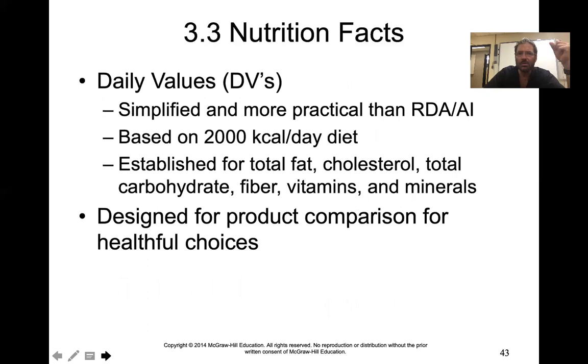So daily values are simplified and more practical than what the dietary guidelines are advising. Daily values are much easier. So based on a 2,000 kilocalorie diet per day, established for total fat, cholesterol, total carbohydrates, fiber, vitamins, and minerals. So just get an idea of what you're consuming, and there's a lot of cheat room here and there. I don't really care that you memorize all that, but just start realizing, what am I eating and how can I change that? So it's designed for product comparison for helpful choices.